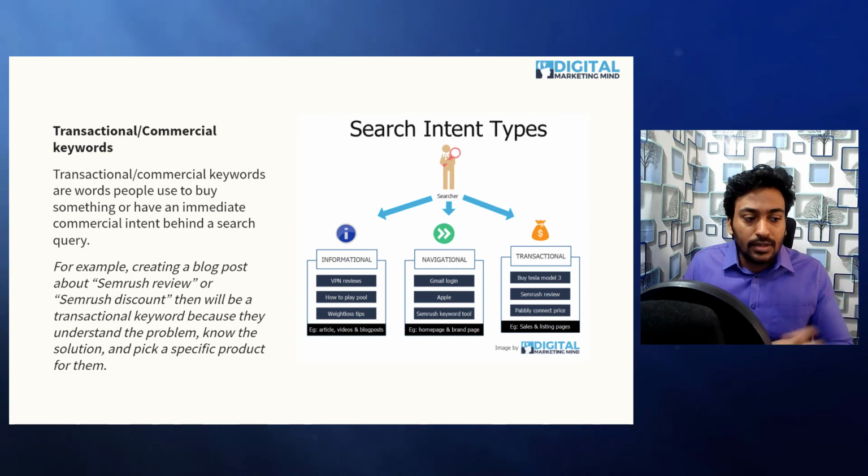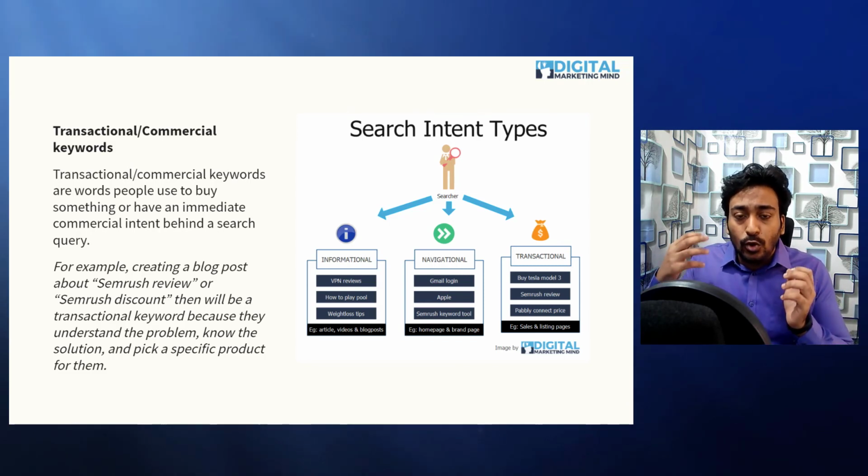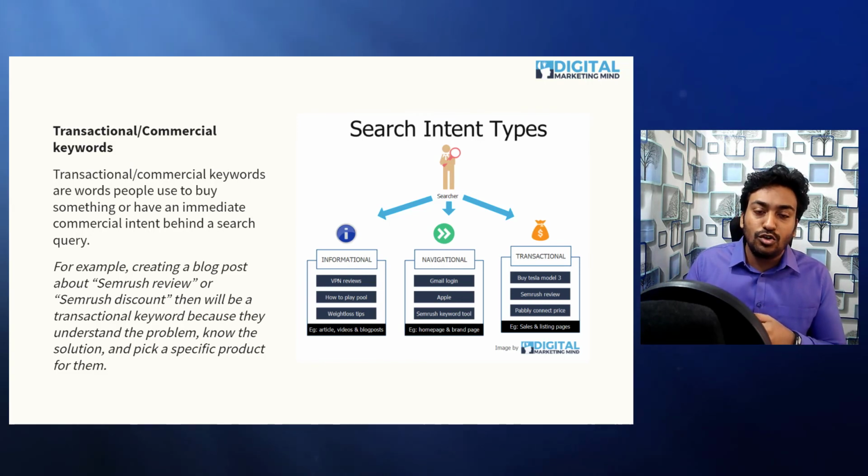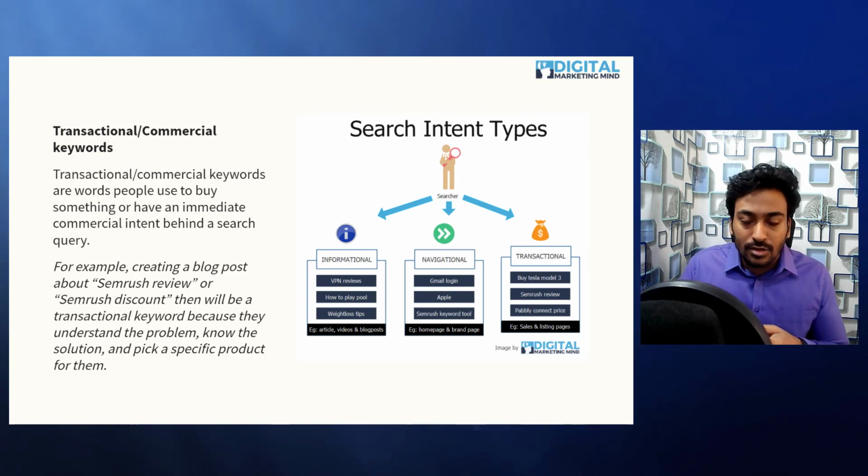For example, creating a blog post about SEMrush review or SEMrush discount, then they will be transactional keywords because they understand the problem, they know the solution, and they are looking to pick a specific product. For example, when they type something like buy Tesla Model 3, SEMrush review, Public Connect price, the goal is they have decided, okay, this might be the suitable product for me. I'm directly in the buying cycle, in the final stage to make a decision whether I want to buy this or move away from it. So that is the intent behind it.